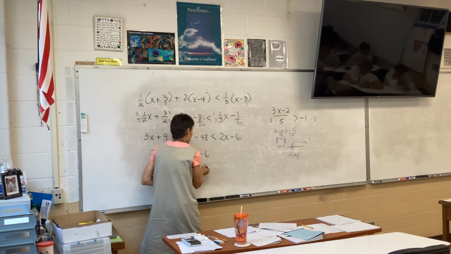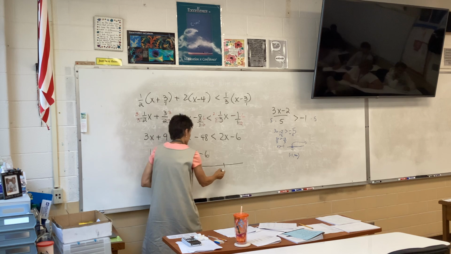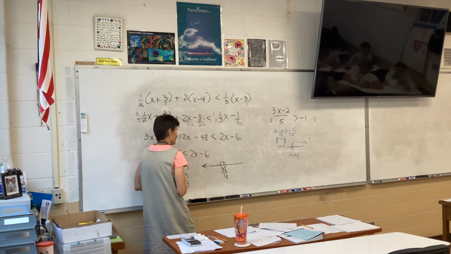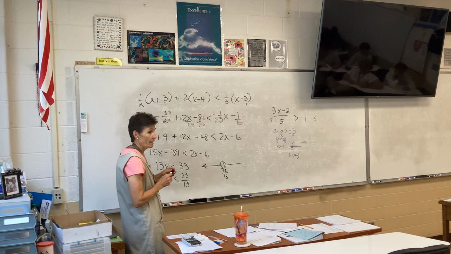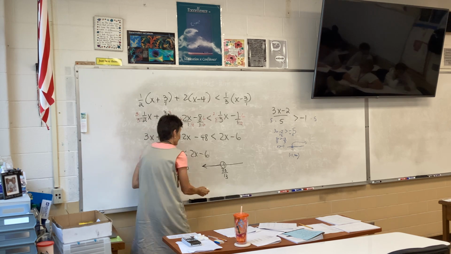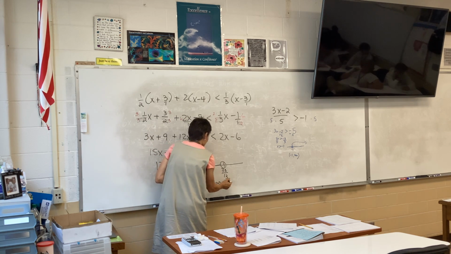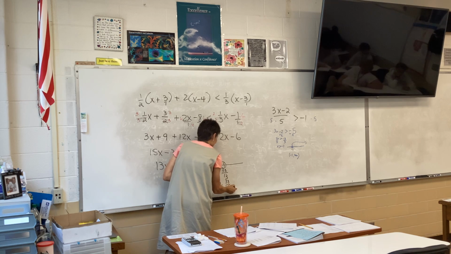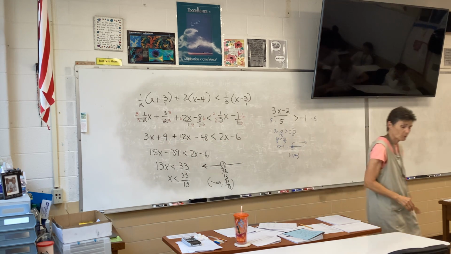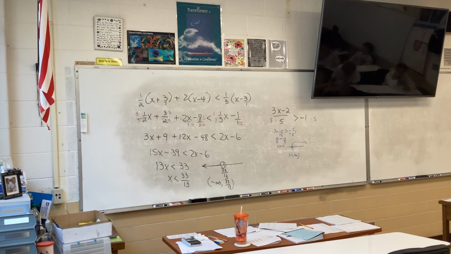So then, I'm not sweating the sketch here, I'm just putting 33/13 right there. And what would my interval be? Negative infinity, 33/13. Okay. You guys have been real troopers, you did a great job. Please note, we just finished P3.